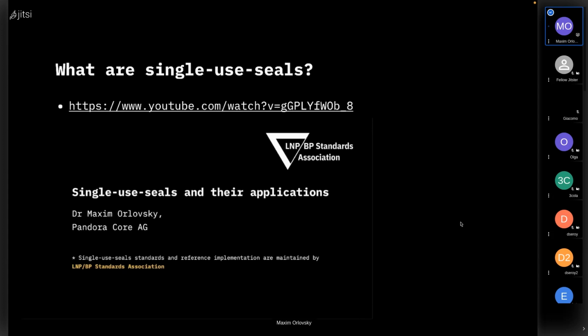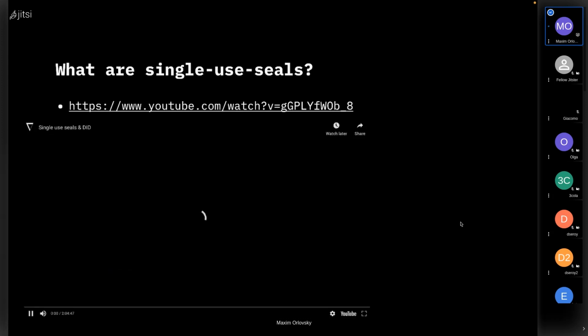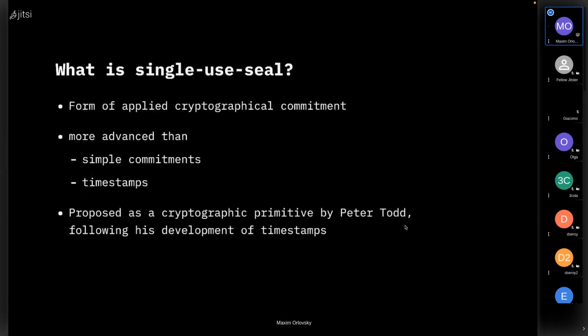It provides a lot of references to the original research, which actually comes from Peter Todd, who is the guy who designed, invented, and envisioned this stuff. And single-use seals, in a few words, is just a form of applied cryptographic commitment and a certain promise to create a commitment to a certain message in the future.